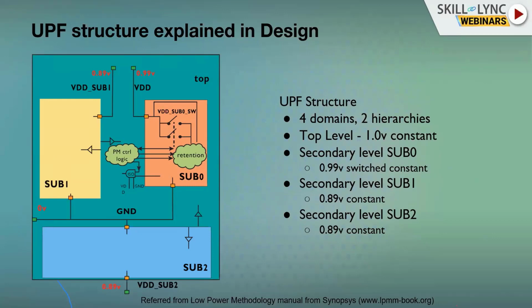So if you see here simply, whenever any interface is coming from this top level to sub 1, they are putting a level shifter here that has to be placed in the 0.89 volt domain, and it is converting from 1 volt to 0.89. And in the vice versa mode, whenever sub 1 is talking to the top, we are converting from a lower voltage to a higher voltage with a level shifter.